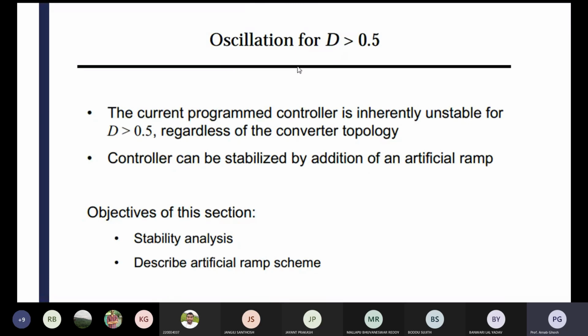What does ramp mean? Normally the DC control signal is slowly varying or constant, and the current always tries to reach that constant value. If you replace that steady state DC control signal with a ramp signal, then the current will reach up to that ramp level, then come down, climb up and climb down again and again. So this artificial ramp can be superimposed onto your control signal. That may increase the stability boundary of the converter. So the objective of this section is the stability analysis, describing the artificial ramp schemes.